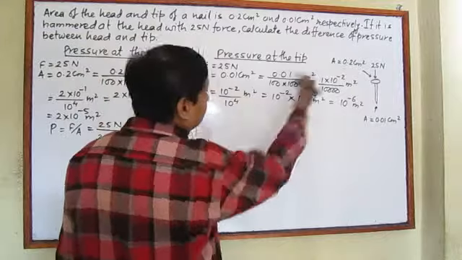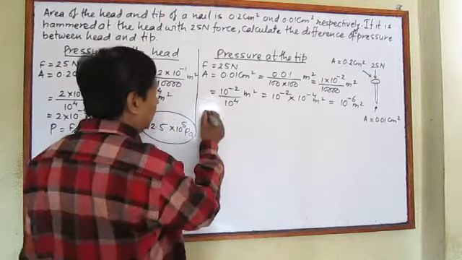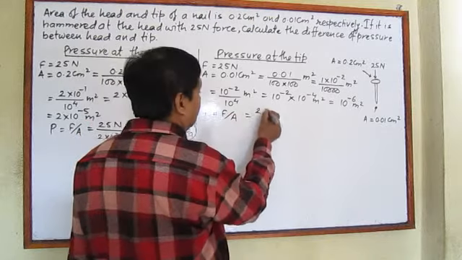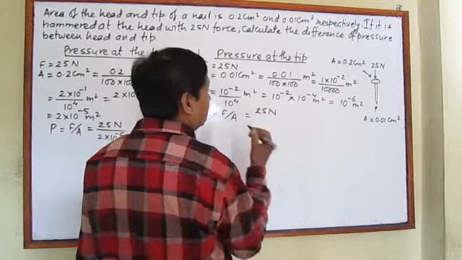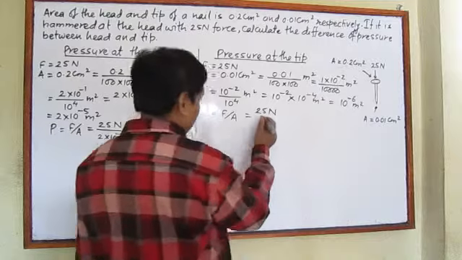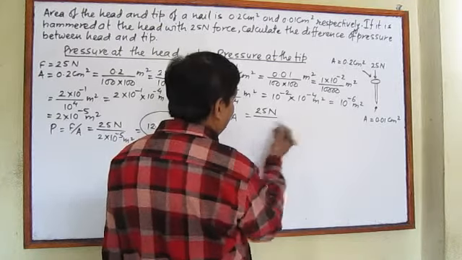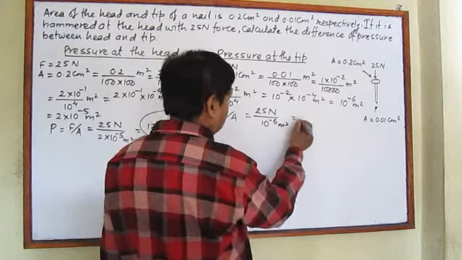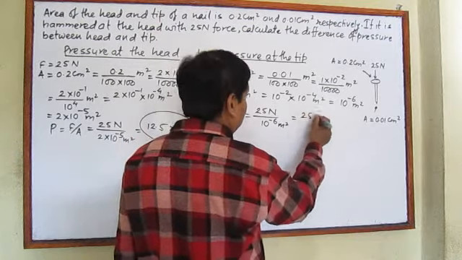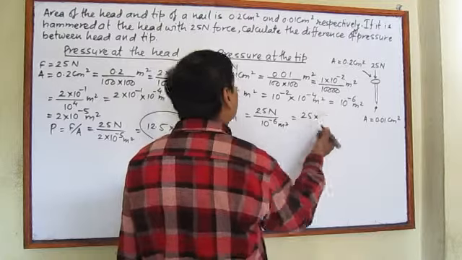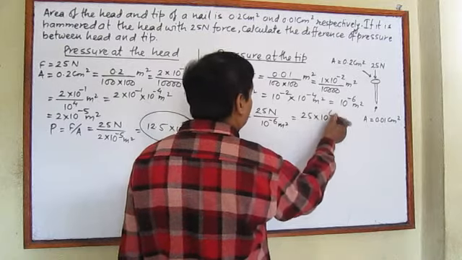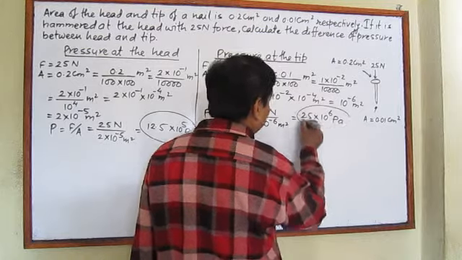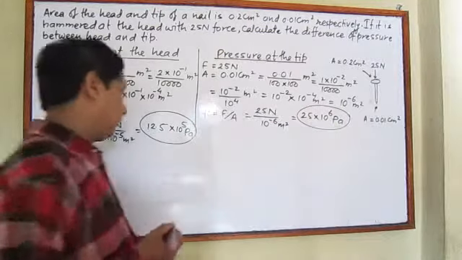Now let's talk about the pressure at the tip also. Pressure equals force by area, and force remains the same. The same force is transmitted to the tip also, we can consider it like that. And area is 10 to the power minus 6 meter square. This is equal to 25 into 10 to the power minus 6, and if taken to the numerator, 10 to the power positive 6. Newton per meter square is Pascal, we know. This is the value of pressure at the tip.